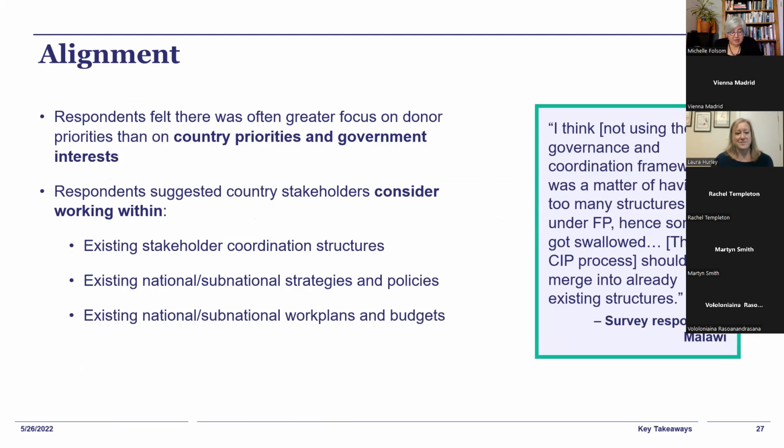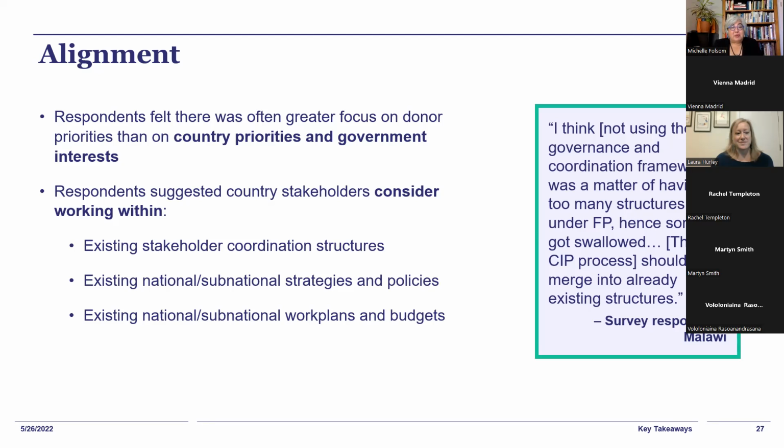Alignment. Alignment is a challenge as well. Respondents felt like there was sometimes a greater focus on donor priorities versus country priorities or government interests, and that needs to be managed. And it was suggested that we need to consider really working within the coordination structures. We need to align with the funding and the budget cycles that are in the country. We have to align with the realities so that we're not coming forward with this recommendation and the government's not really looking to do budgeting for another 6 or 9 months, because in 6 or 9 months, all our numbers and our data will have changed. So I think that's a key step.